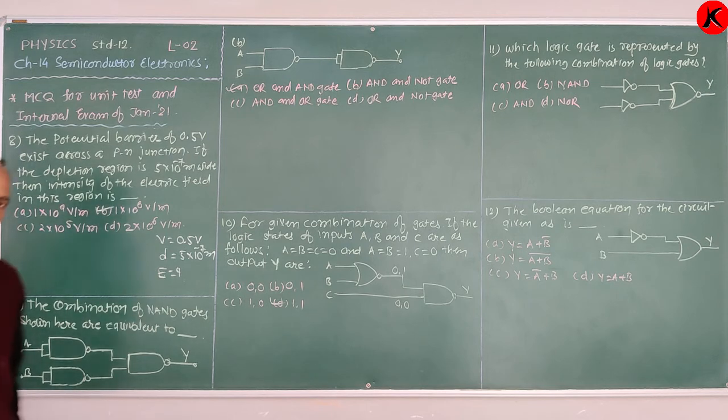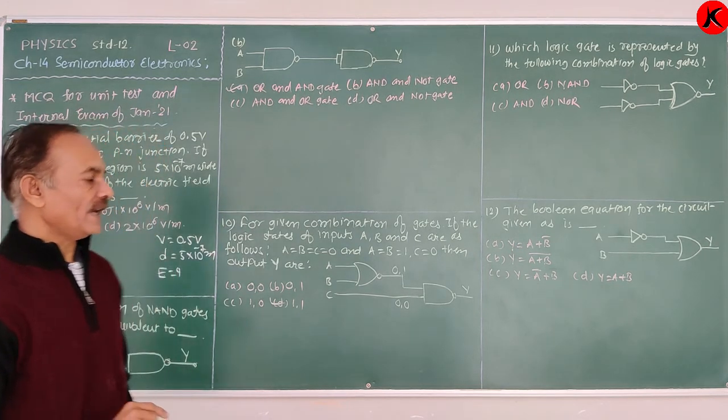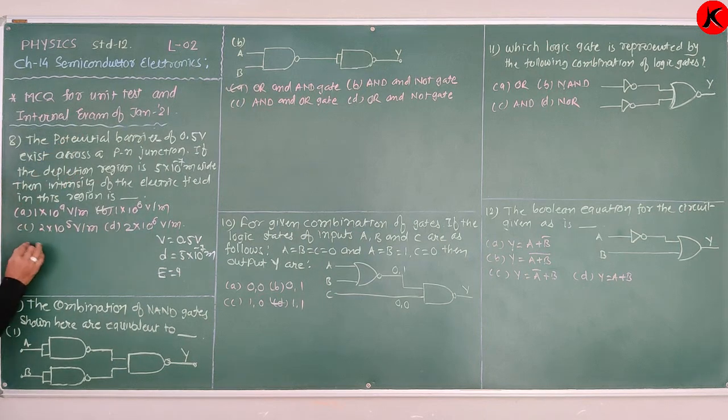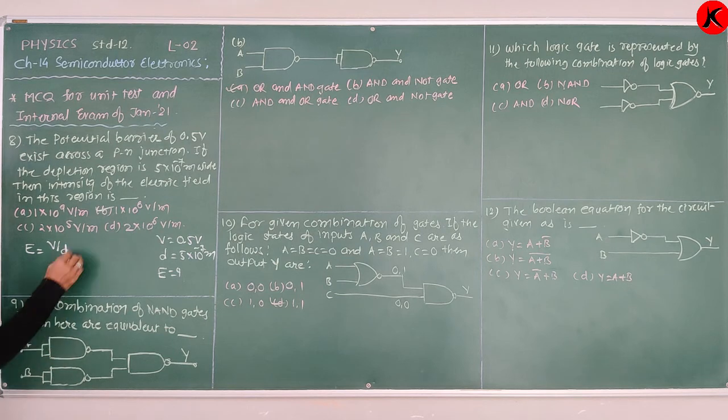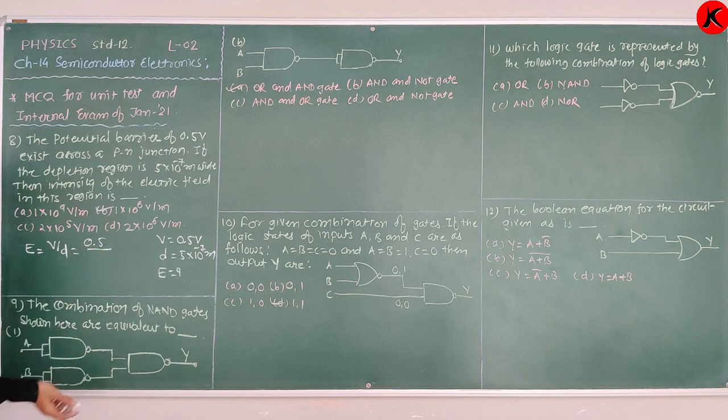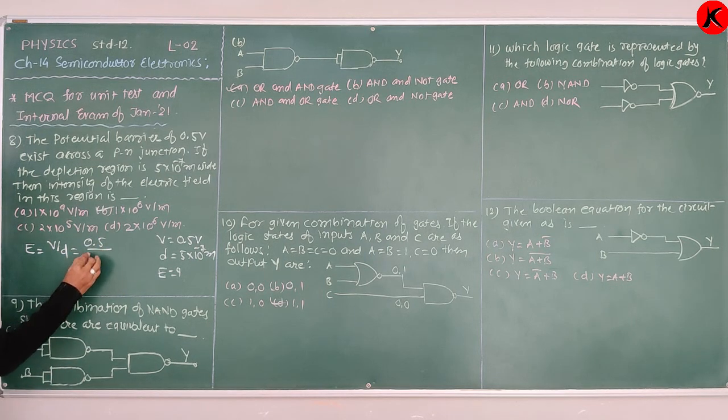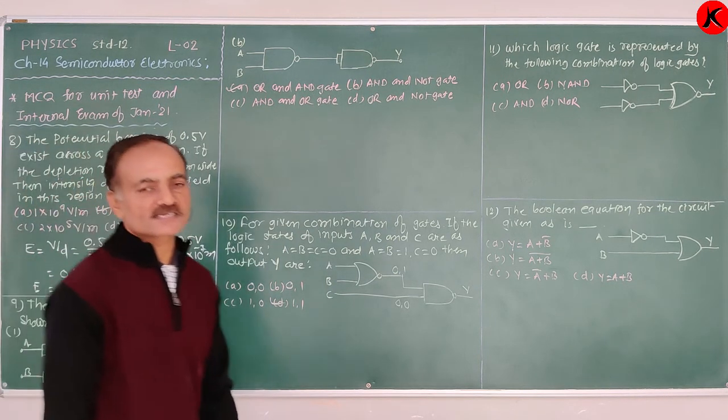We know the relation between the electric field and electric potential: E is equal to V by D. V is given as 0.5 volt, upon the width of the depletion layer 5 × 10^-7. So it is equal to 0.1 × 10^7. That means 10^6 volt per meter is the intensity of the electric field that exists in the PN junction.